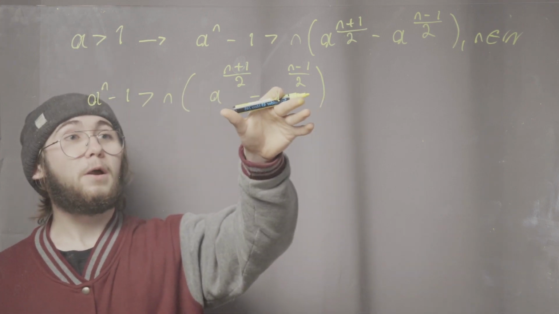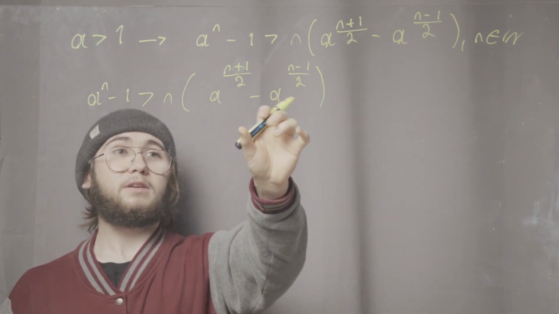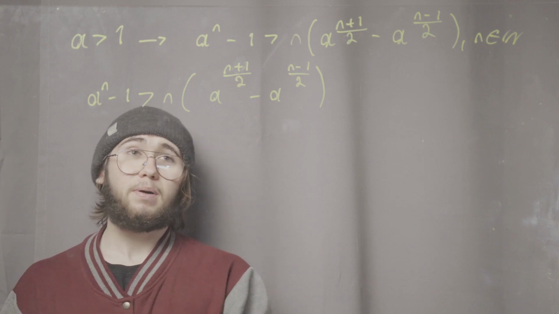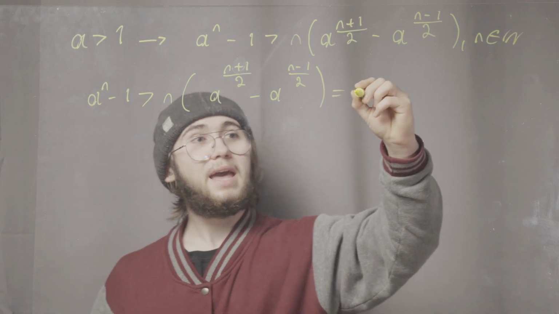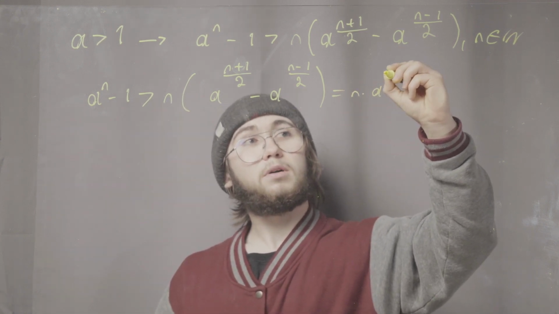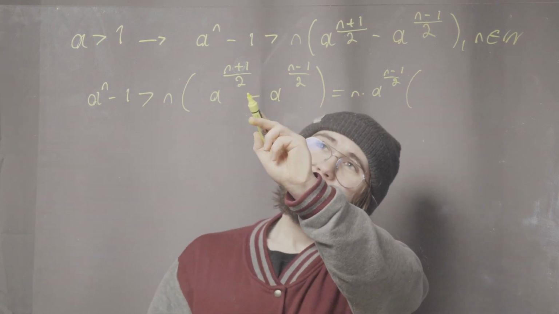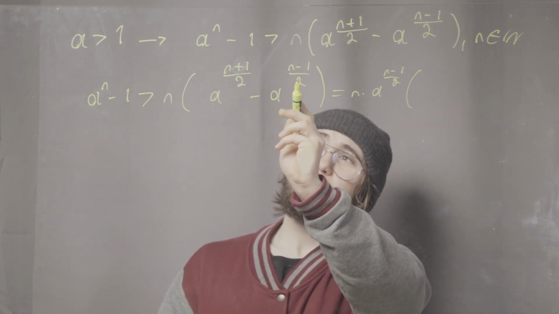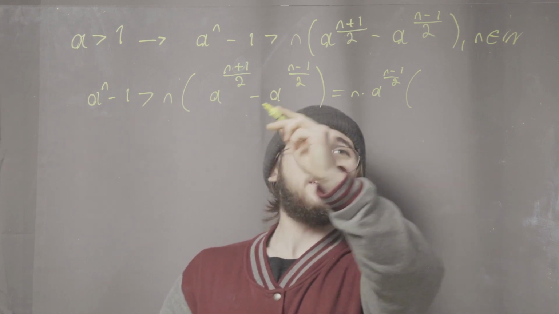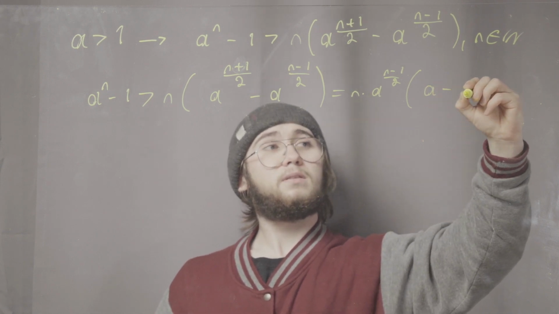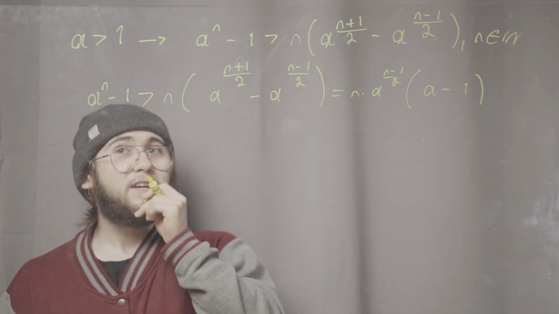Anyway, so what can we do here? Well, we can factor out a to the power of n minus 1 over 2 from this fraction. So we will get n times a to the power of n minus 1 over 2. Here we will have just the 0, so it will be just 1, and here we will have n over 2, so it will be just a. So in the parentheses we will just get a minus 1. Beautifully.